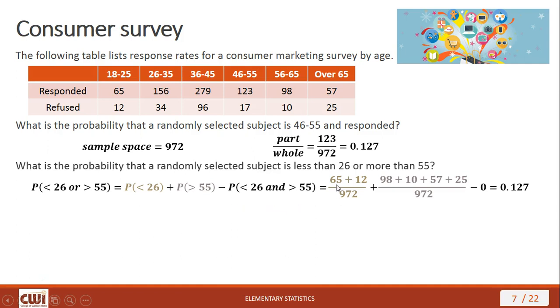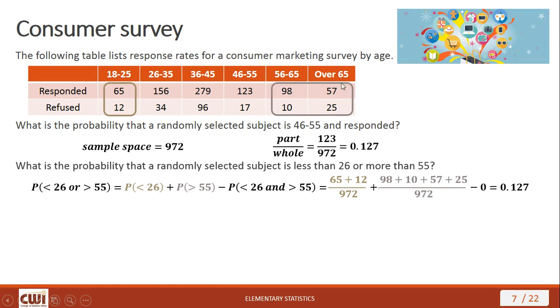So here we have 65 plus 12. This is the probability of those who are less than 26. 65 and 12, notice, comes from this portion of the table right here. That's the part for the less than 26 event. Now we're going to get the greater than 55 event, and that part is listed here.